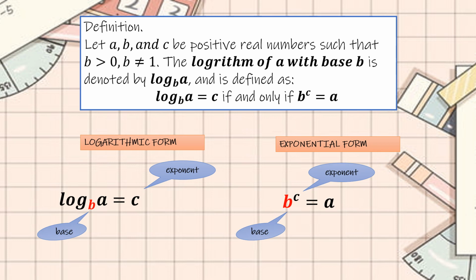So, ibig sabihin lang nito, yung ating logarithmic form, pwede natin siyang isulat as exponential form or vice versa. Sa exponential form, pwede natin isulat as logarithmic form. Okay, so logarithm of A with the base of B is equal to C. So, kung itong logarithmic form na to, gagawin natin exponential. Yung base niya, itong B, raise natin kay C, which is the exponent. Then, equal natin kay A. Ganun lang. B raised to C is equal to A.